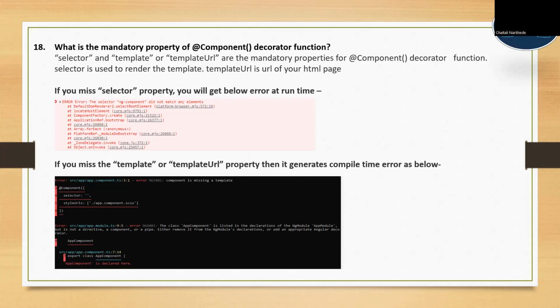The error is: the selector ng-component did not match any elements. If you miss the template or templateUrl property, then it generates a compile time error as below. If you miss the template or templateUrl, then at the time of build, when you are executing it using the CLI, you will get the error that the component is missing a template. So both are mandatory properties you have to provide.